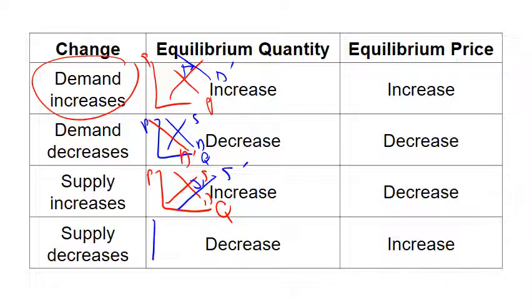And finally, if supply decreases, demand, supply, quantity, price. If supply decreases, the supply curve is going to shift to the left, which will drive price up and quantity down.